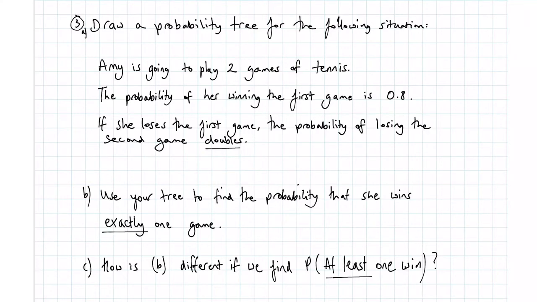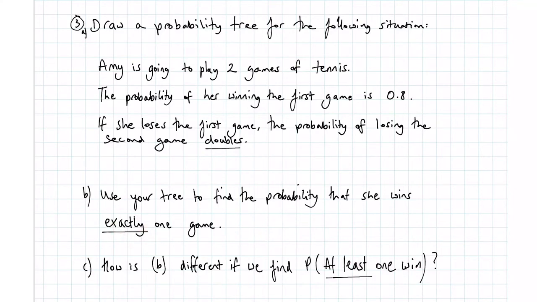Draw a tree, work out the probability of winning exactly 1 game. That's part B. And then tell me how that's different to the probability of winning at least 1 game. At least and exactly are not the same thing.